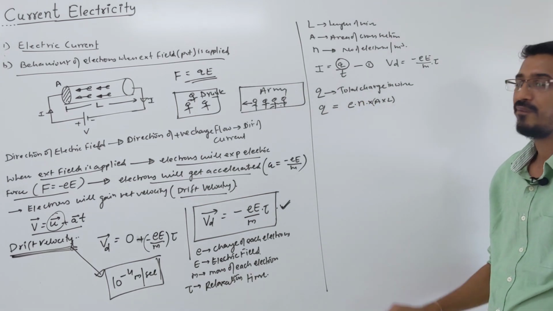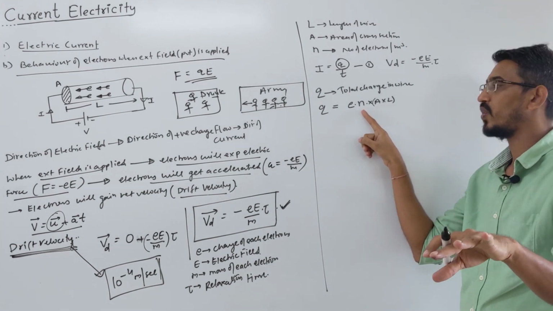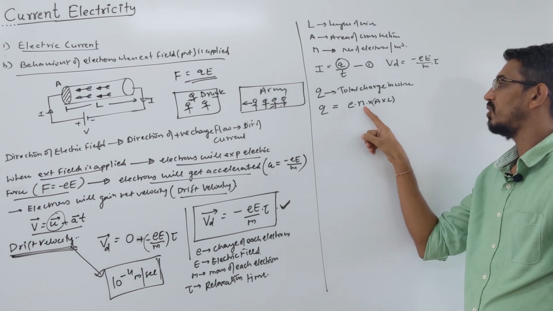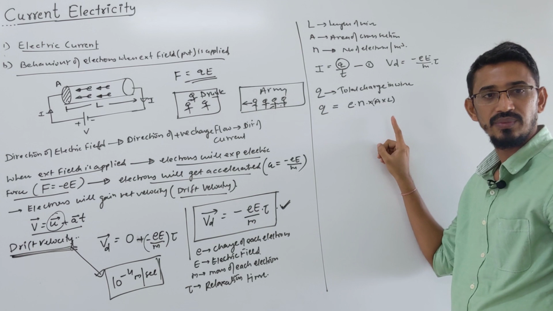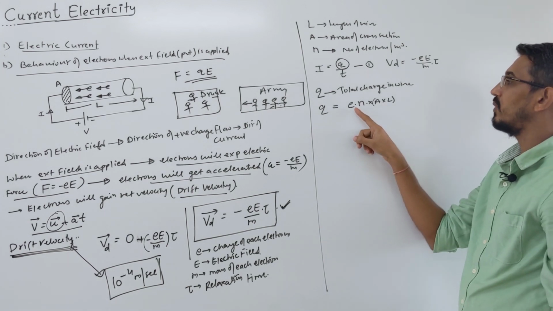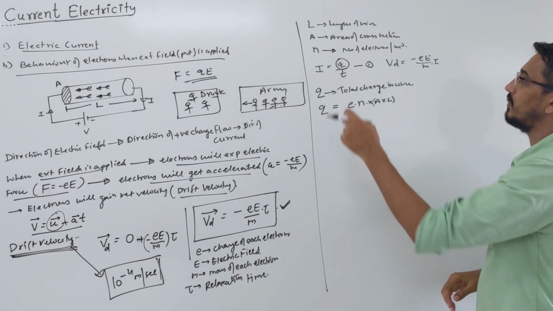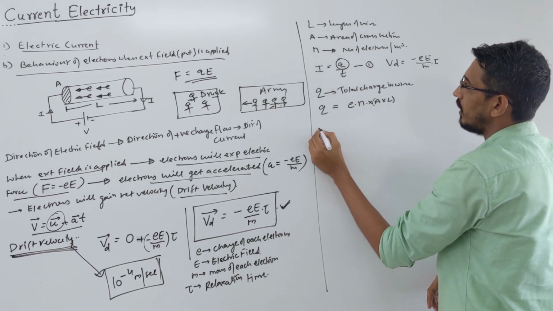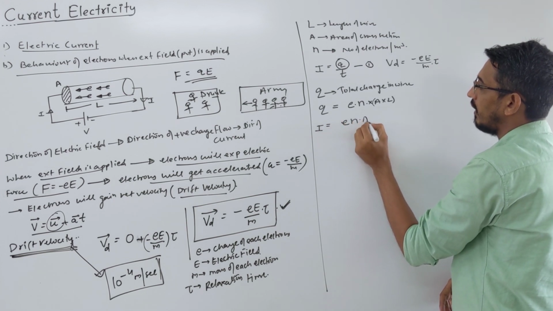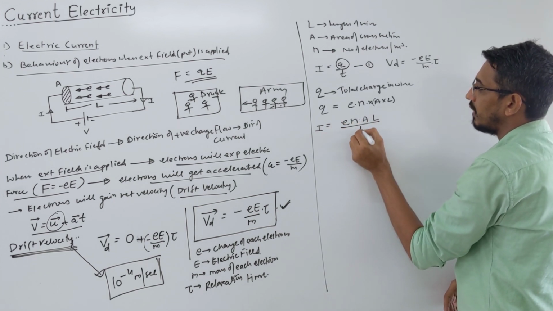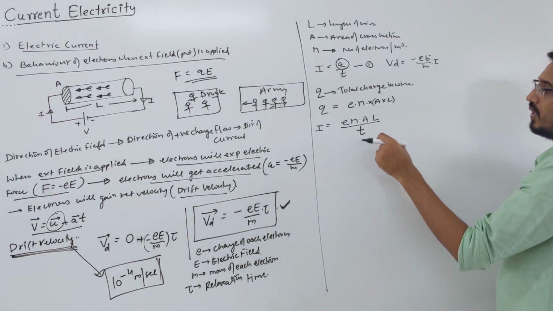Hope you understood. Once more. n is the density, the number of electrons per meter cube. To find the total number of electrons, you multiply with the volume, area of cross section into length, that is simply your volume. Into the charge of each electron, e. So this becomes the total charge. So let's write that equation. Current is equal to e n A L by t, correct? Time.